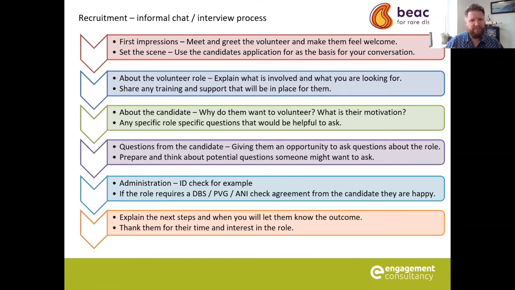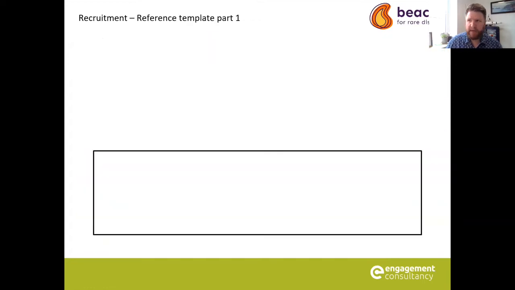Again, very similar to a paid staff role, but actually valuing this process and making sure that you are telling volunteers what's going to happen, what that looks like, and when they are going to find out about the role.